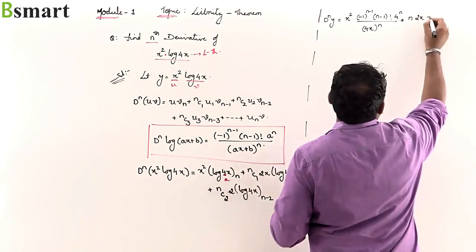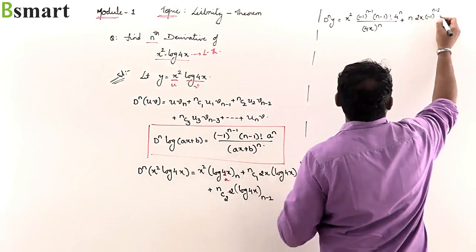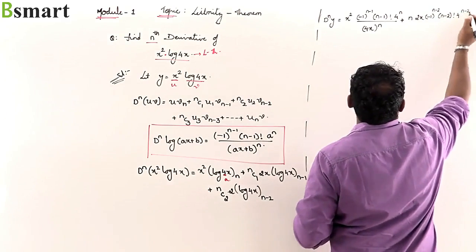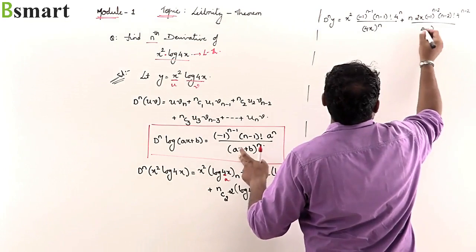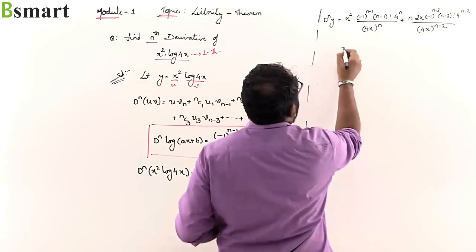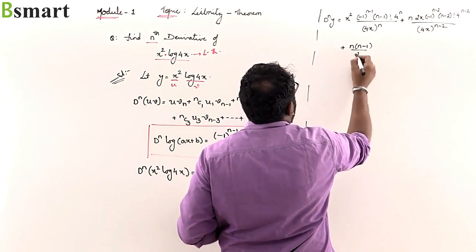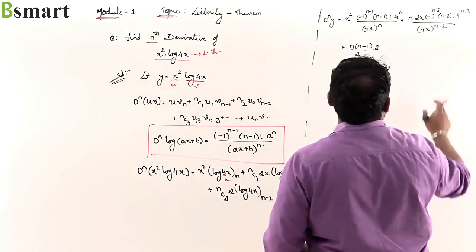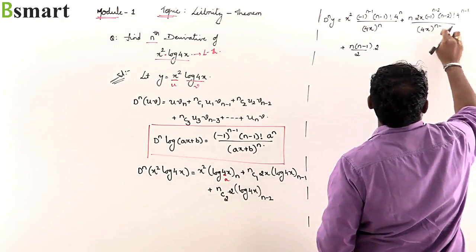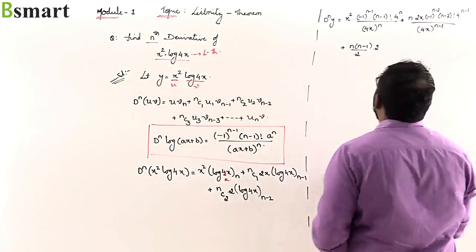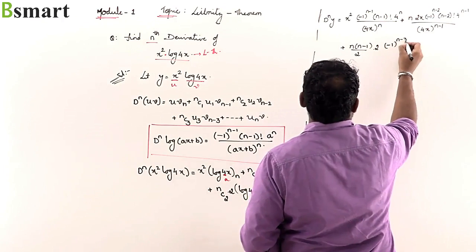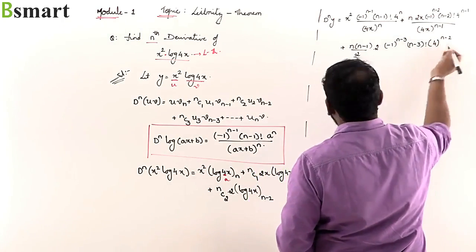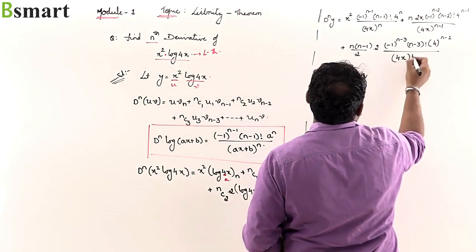So then that is minus 1 to the power n minus 2 into n minus 2 factorial into 4 to the power n minus 1 by 4x to the power n minus 1, plus nC2 value, that is n into n minus 1 by 2, into 2, into the n minus second derivative, which will be minus 1 to the power n minus 3 into n minus 3 factorial into 4 to the power n minus 2 by 4x to the power n minus 2.